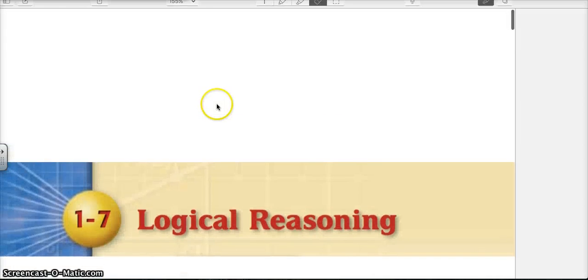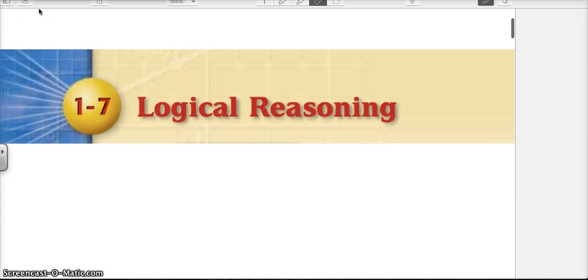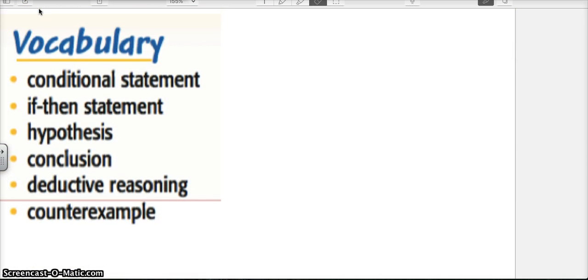Hey, Algebra 1, here we are looking at logical reasoning section 1-7, and let's start off with our vocabulary. Today we're going to be talking about some logic concepts, or concepts that you'll find in a logic curriculum, and we're going to first talk about this idea of a conditional statement.